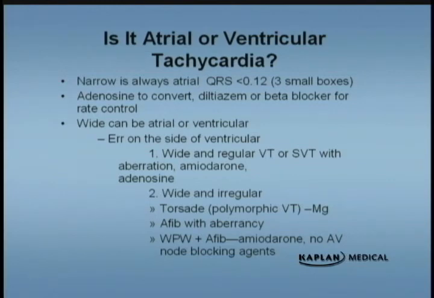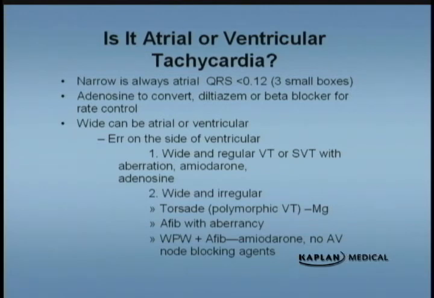Okay? And I would err on the side of calling this ventricular tachycardia, and the treatment there, if they're stable, is going to be amiodarone. If you're really, really sure that this wide, regular, rapid rhythm is SVT with aberration, then you can treat it with adenosine, the treatment for SVT. But if you give adenosine to VTAC, you might induce asystole, so you'd better be sure. Err on the side of giving amiodarone in this situation.